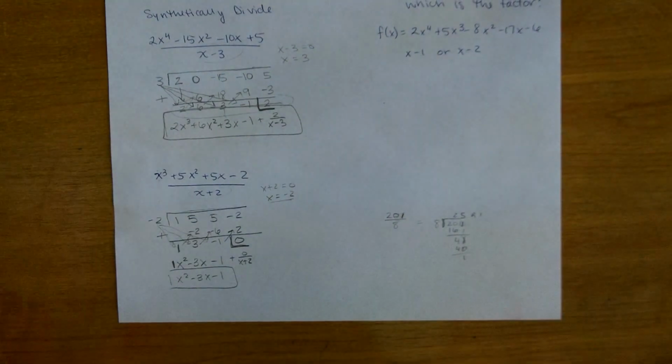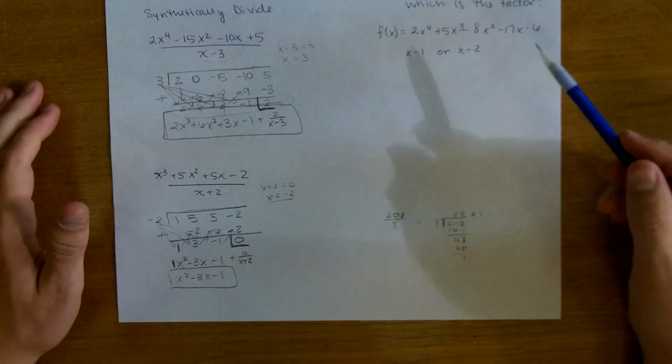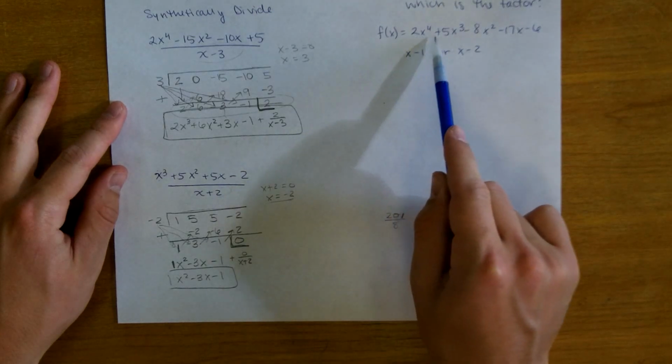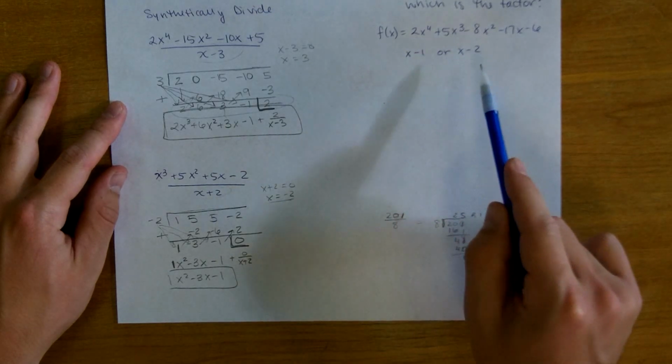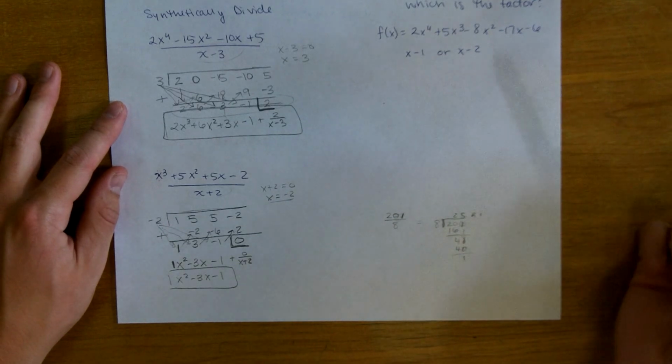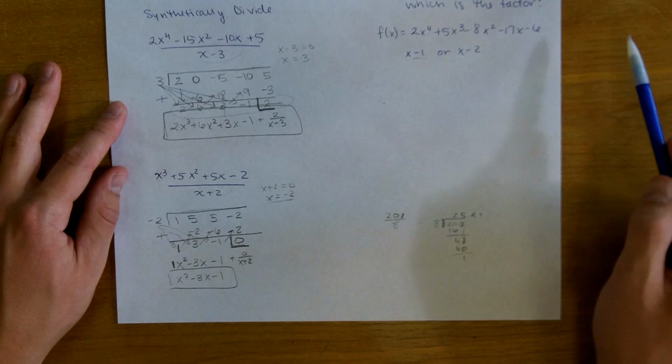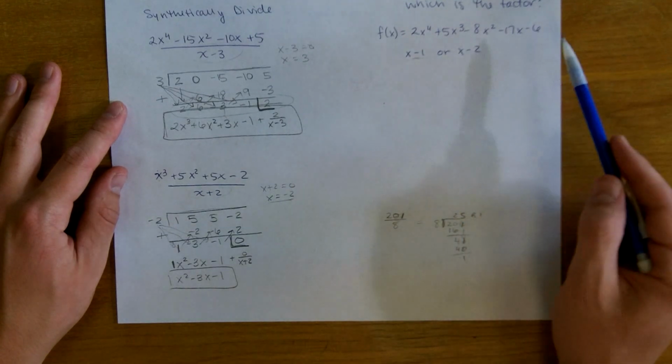All right, it does. The last thing we're going to do is determine if this polynomial, 2x to the 4th plus 5x to the 3rd minus 8x squared minus 17x minus 6, has a factor of x minus 1 or a factor of x minus 2.